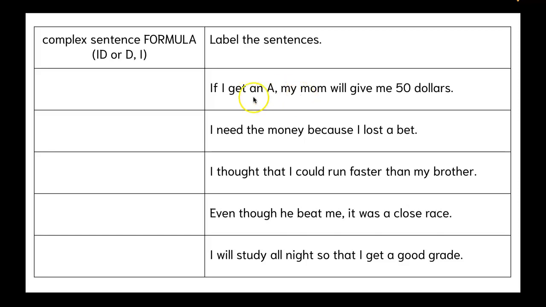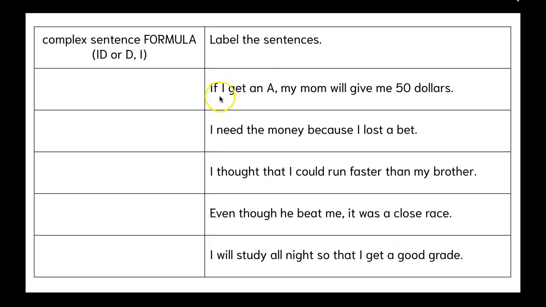So I'm going to look at my list and see, do I see a subordinating conjunction in here anywhere? And I do, if. So I'm going to put a box around it, and then I'm going to figure out where that clause ends. If what? If I get an A. So you're going to box if and underline if I get an A. That is a dependent clause. So you're going to put D, comma, I.